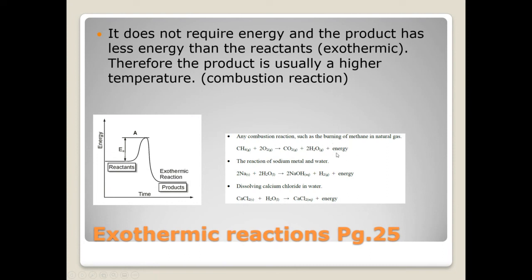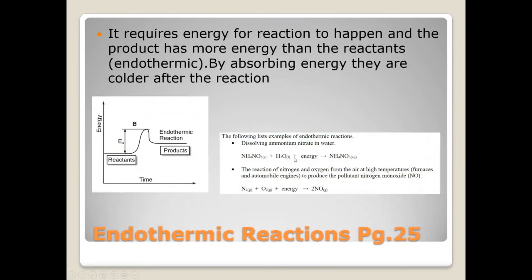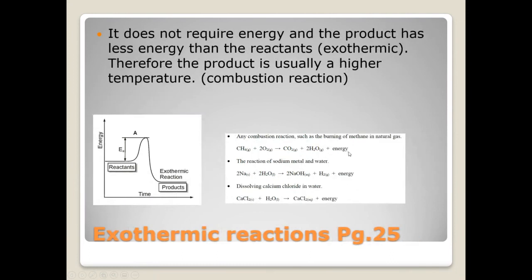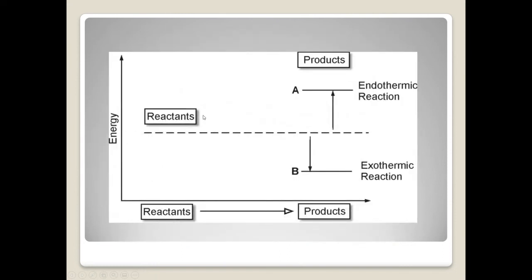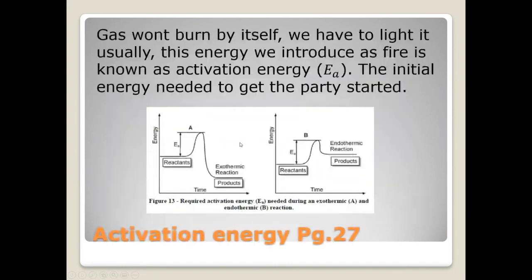And you'll notice that the energy is on this side of the formula versus on the left-hand side of the formula. So that's another way to distinguish between an endothermic reaction, with the energy on the reactant side, and an exothermic reaction, with the energy on the product side. Here's the combination graph. If your energy after the reaction is higher, it's endothermic. And if your energy after the reaction is lower, it is exothermic.